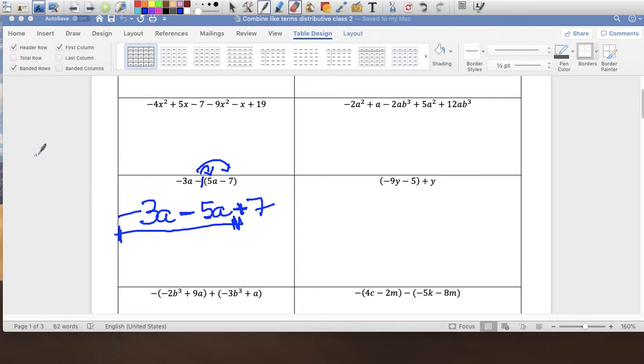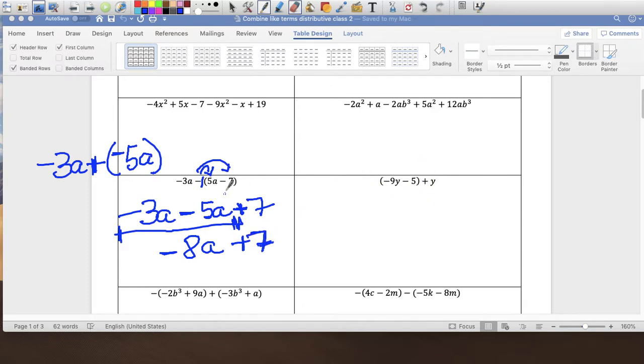Negative 3a minus 5a. Again, I don't want to sound, and I'm pretty sure I sound repetitive. Change the subtraction to addition, and the 5a becomes negative 5a. I will put that in parentheses to differentiate that. Now I have two negatives being added together, so I just get further left on the number line: negative 8a, and then plus 7.